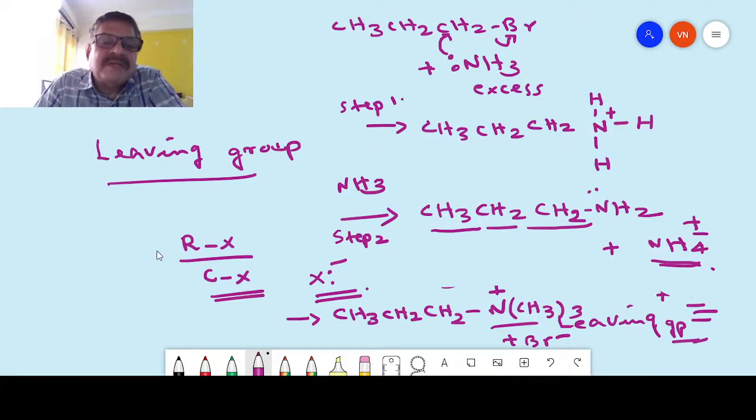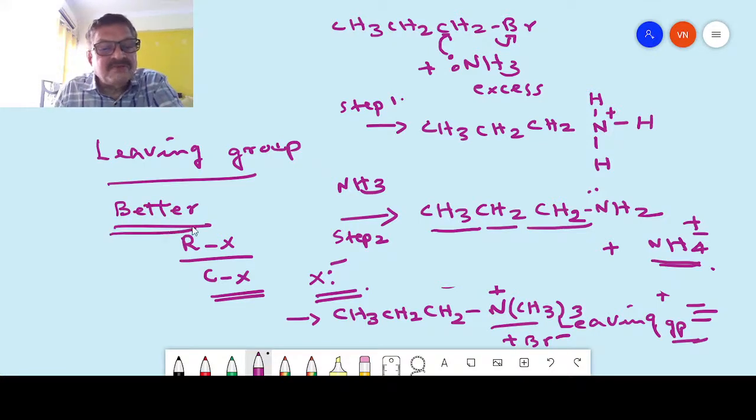Now, when you are given two leaving groups, you will have to compare which is a better leaving group here. In a reaction, which is a better leaving group? This is used to find out whether the reaction will proceed in the forward direction or in the reverse direction, whether it will favor the formation of the products or the reactants. We can see this by seeing which is the better leaving group here.